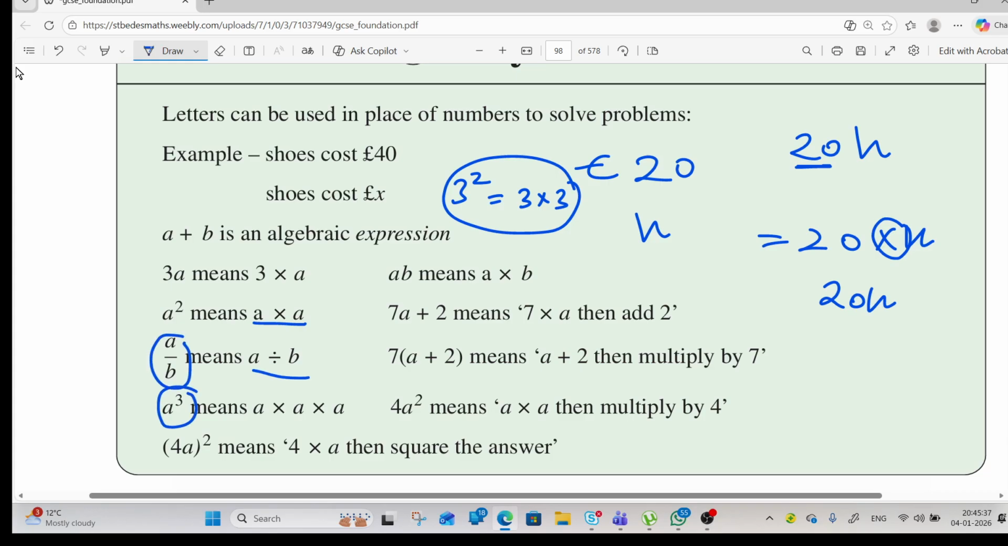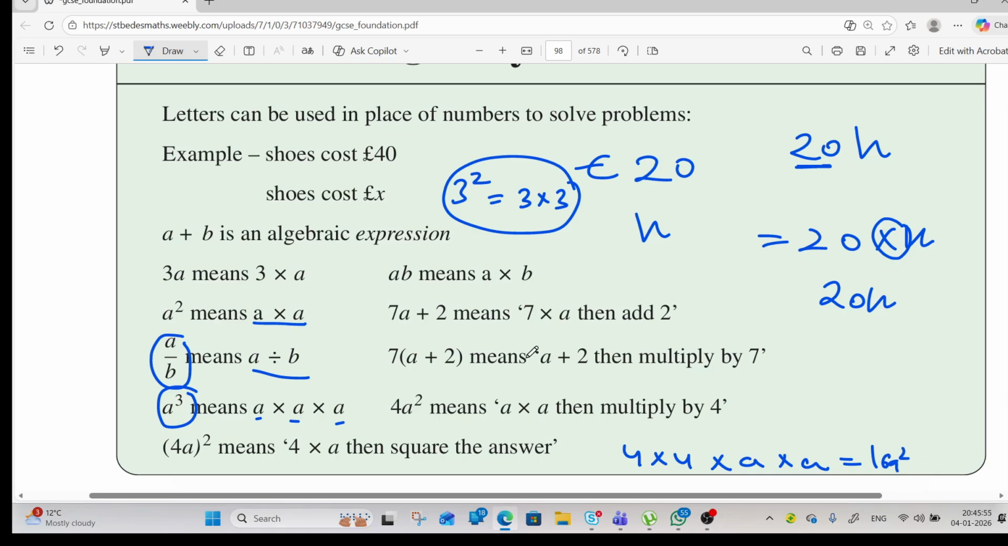A cube means I will multiply a 3 times with itself. 4a square: first we do 4 times 4, no wait, first a square means a times a, and then multiplied by 4. Like first we do 4 times 4, and then a square means a times a, right? 4 times 4 is 16, so 16 a square.